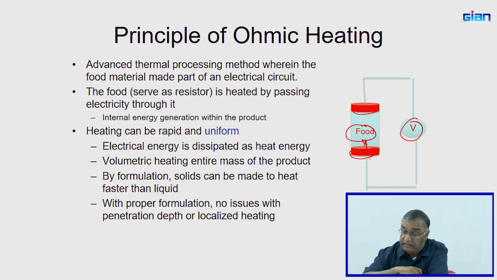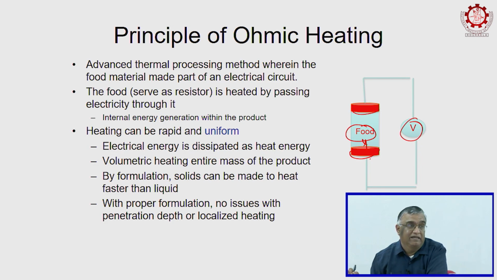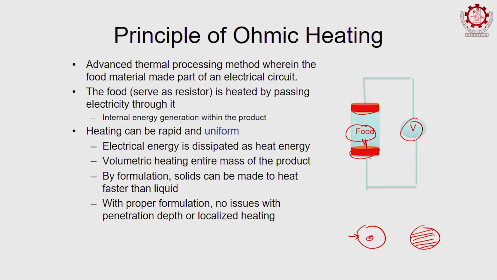Here the electrical energy applied is converted into heat energy, and it heats the mass of the product volumetrically. If you remember, we talked about conduction heat transfer, where the heat transfers in from the outside and the center heats later. Whereas in the case of ohmic heating, the entire mass is heated when you pass the electricity. That is called volumetric heating. Microwave also has a similar volumetric heating.